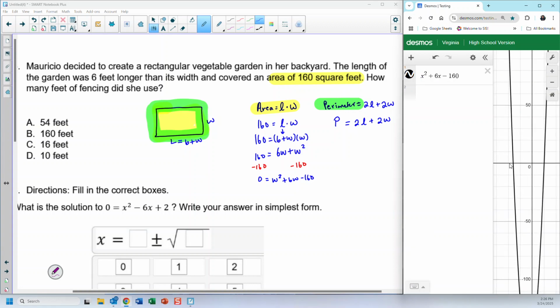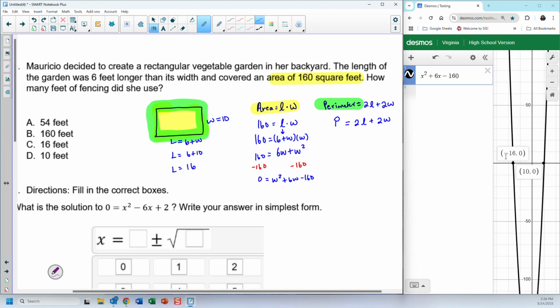All right, and then here are my solutions. So I have negative 16 and positive 10. Well, we cannot have a width or length of a negative number, that's just not possible. I'm going to just use the 10, okay? The 10 is what I'm going to use for the width. So the width is 10, which means that the length is 6 plus 10, which means the length is equal to 16.